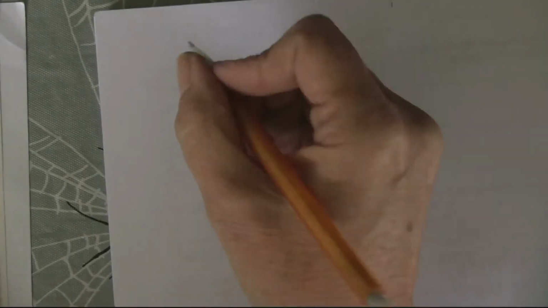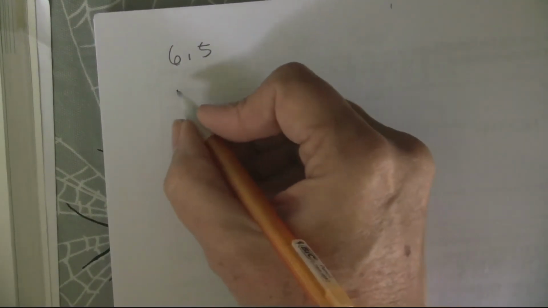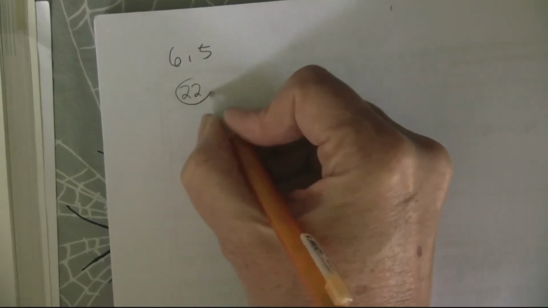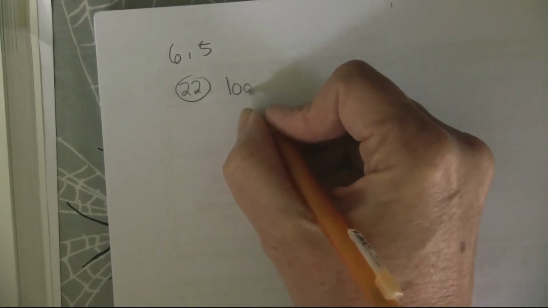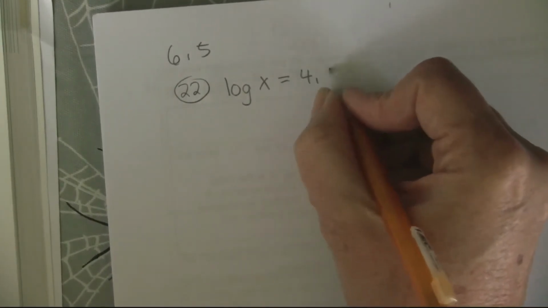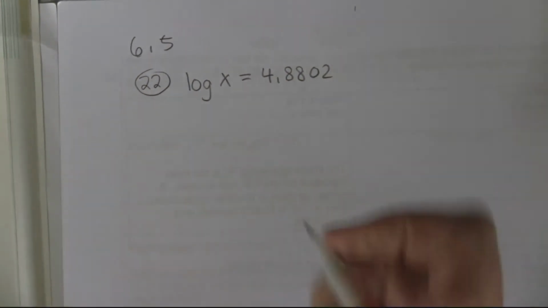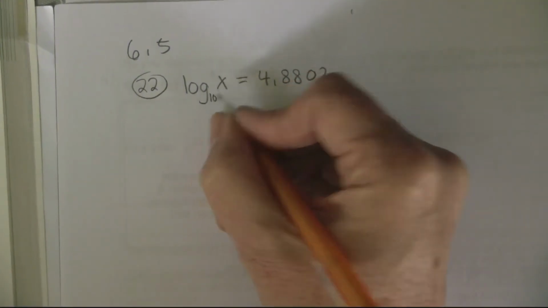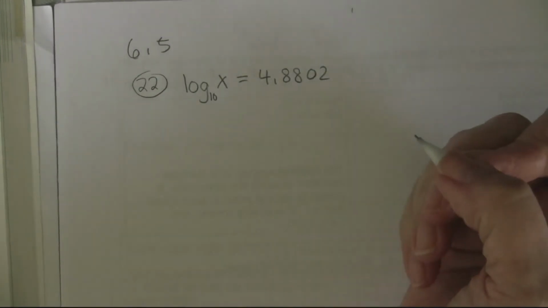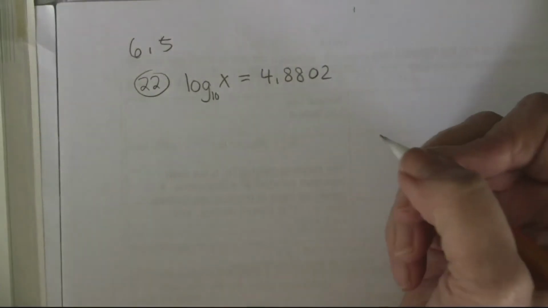Okay, so this is off of 6.5, and I want to just do a few of these problems. This would have been better if I would have done some of these. So this is 22. This is log base 10, right? Equals 4.8802. And so I'm going to put the 10 here. And then what you do is, I guess we had done these in the last section. That's probably what I was thinking at the time when I made those notes.